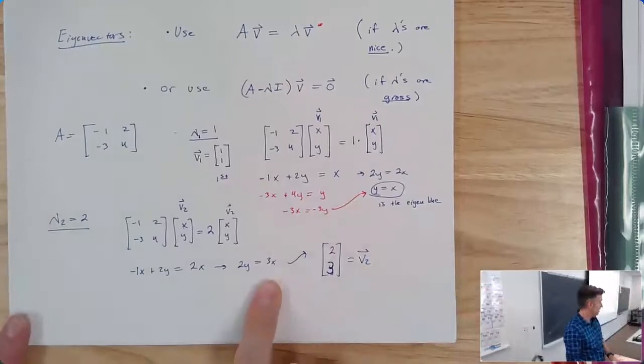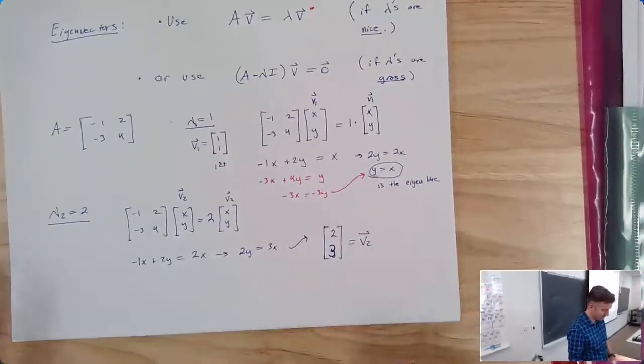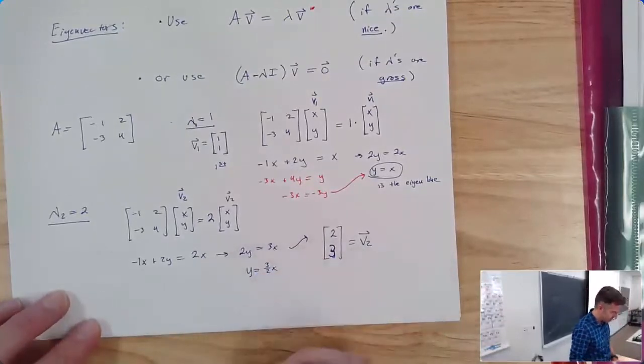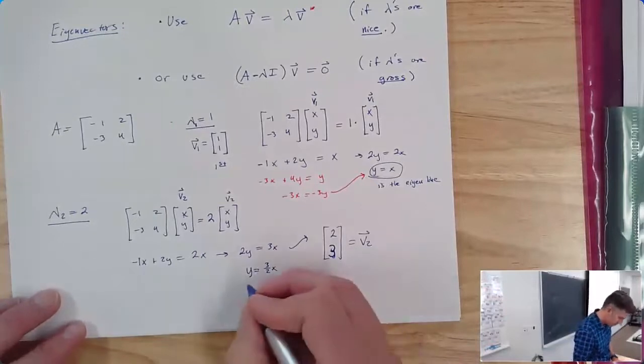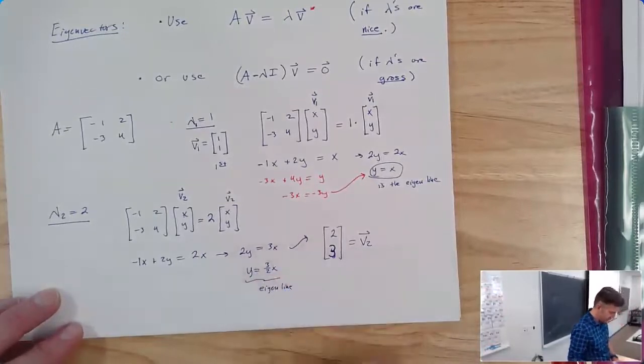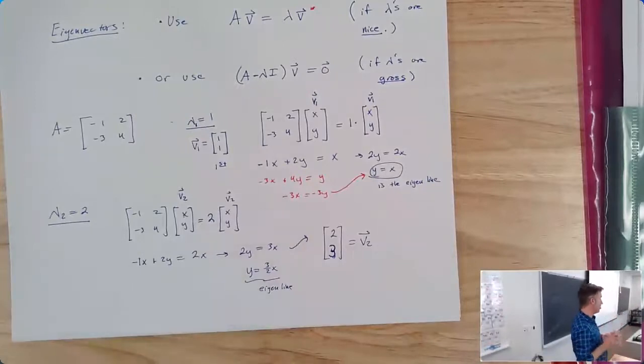Does that solve this equation? For sure. My eigenline, if I solve for it, is y equal to 3 halves x, for this eigenvalue. So each eigenvalue has its own eigenline. Again, we're not going to get too into them yet, but we eventually will. Erica?